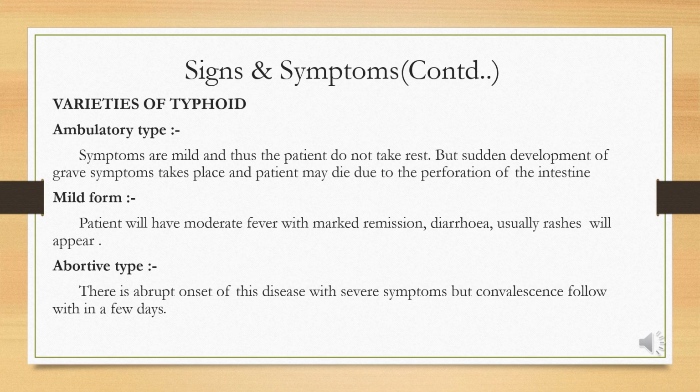Varieties of typhoid. We have three different varieties of typhoid. Ambulatory type. In this type, symptoms are mild and thus the patient does not take risk. But sudden development of grave symptoms takes place and patient may even die due to the perforation of the intestine. In mild form, patient will have moderate fever with marked remission, diarrhea, usually rashes will appear. In abortive type, there is an abrupt onset of disease with severe symptoms but convalescence follows within a few days.